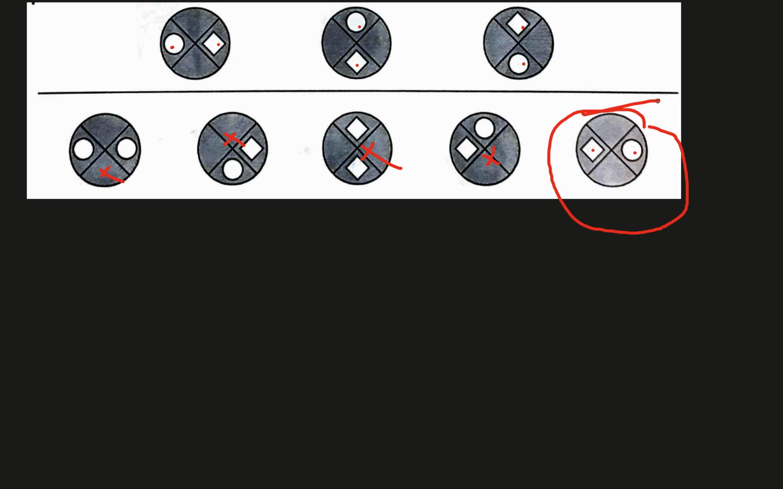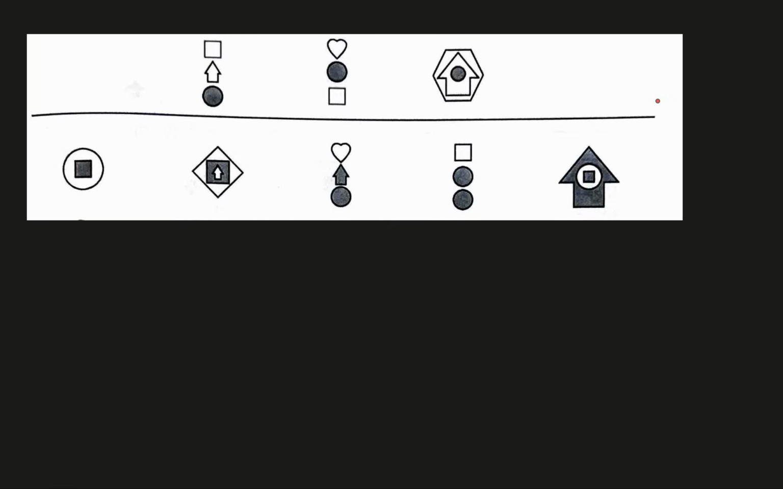The next problem I have is a circle divided into 4 quadrants, and on the opposite quadrants I have a circle and I have a square. Opposite quadrants I have a circle, a square, a circle, a square. So a circle with 4 quadrants filled with a small square and a small circle. That is circle, square, but on the adjacent one, 2 squares, circle, square on the adjacent. So my answer is E, where the characteristic is similar to the given problem.